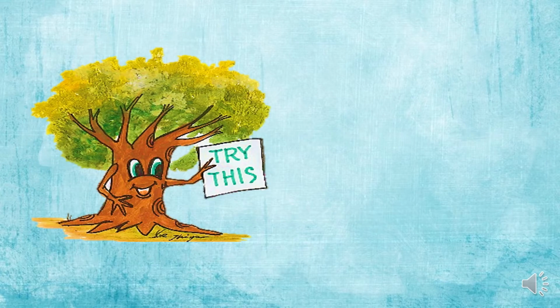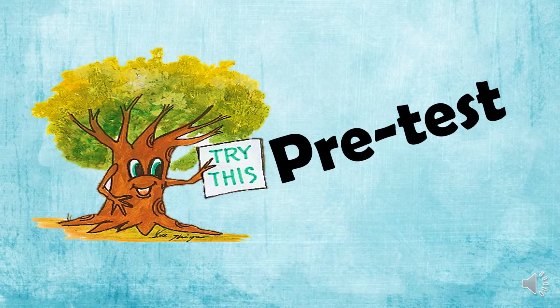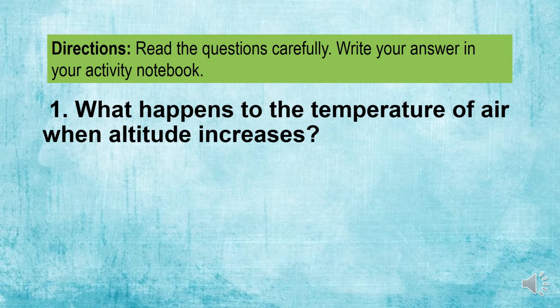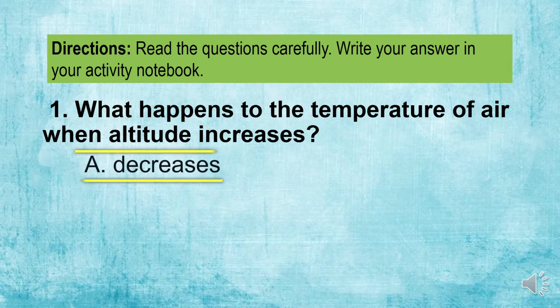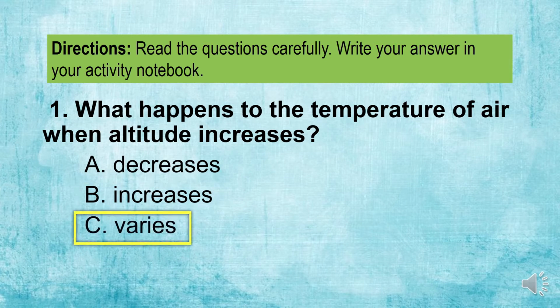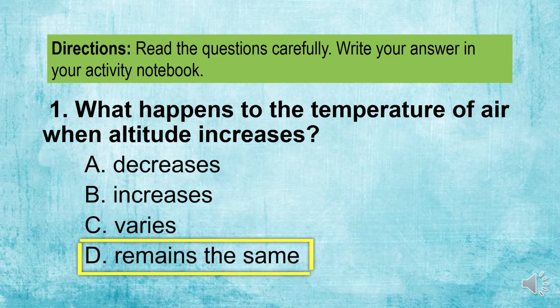Let's start this lesson by answering the pre-test. Read the questions carefully. Write your answer in your activity notebook. 1. What happens to the temperature of air when altitude increases? A. Decreases. B. Increases. C. Varies. D. Remains the same.